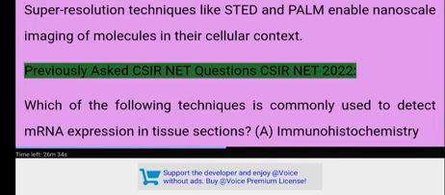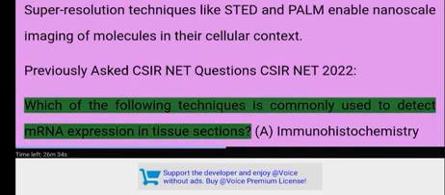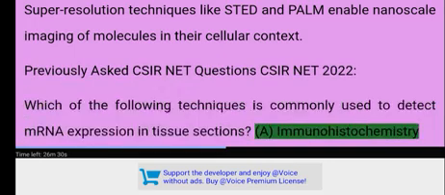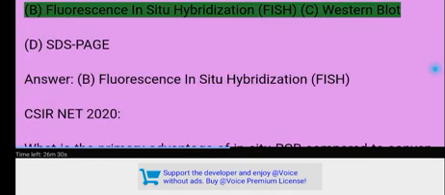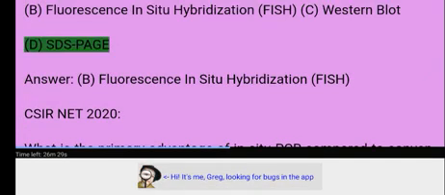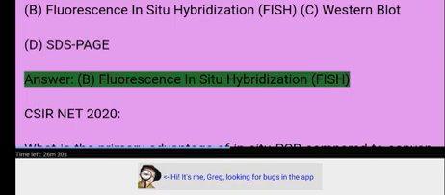Previously asked CSIR NET question, CSIR NET 2022. Which of the following techniques is commonly used to detect mRNA expression in tissue sections? A. Immunohistochemistry. B. Fluorescence in situ hybridization, FISH. C. Western blot. D. SDS-PAGE. Answer: B. Fluorescence in situ hybridization.